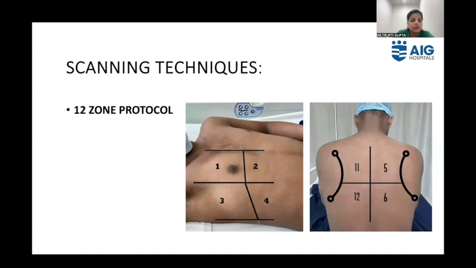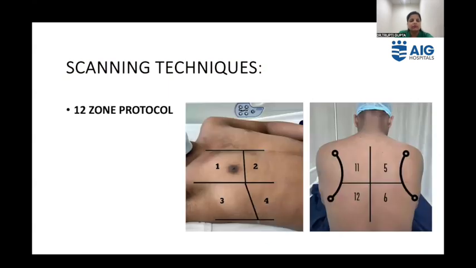There is another protocol called the 12-zone protocol. Similar to the 8-zone, we have four zones in the anterior hemithorax on each side. Along with that, we have four zones at the back. On each side, we have two, between the paravertebral line and the posterior axillary line.